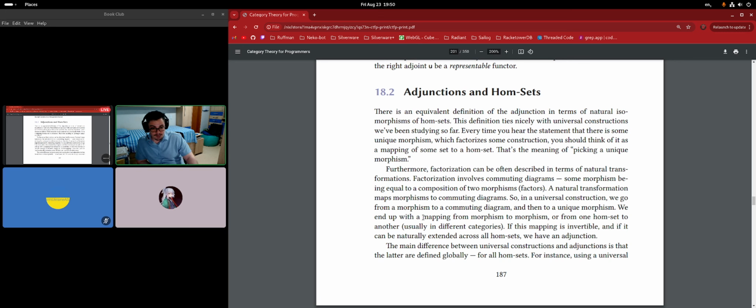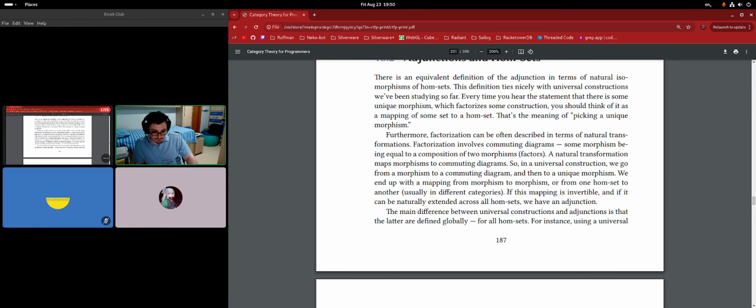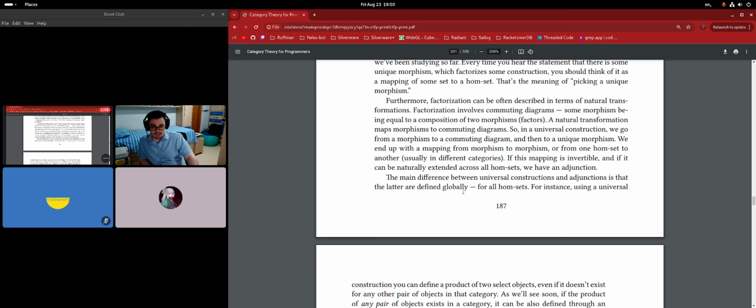We end up with a mapping from morphism to morphism and from one home set to another. If the mapping is invertible, and if it can be naturally extended across all home sets, we have an adjunction. So this is very non-trivial stuff. We're going to see an example later on.